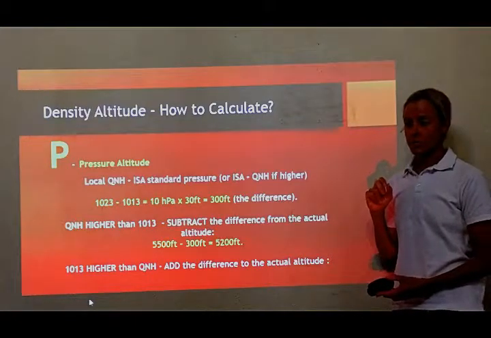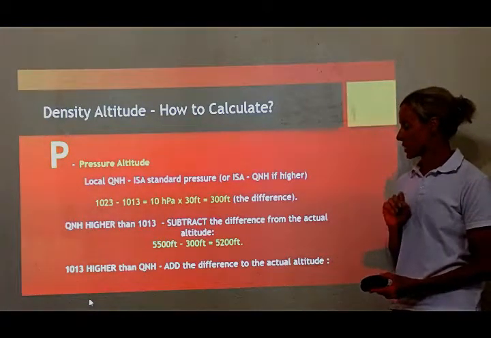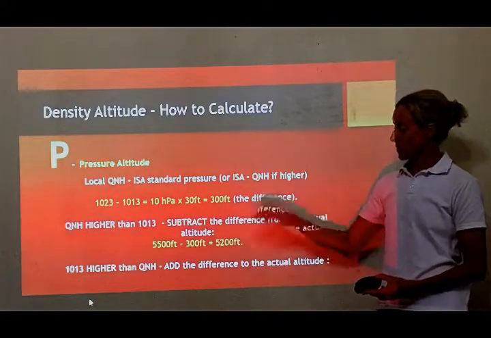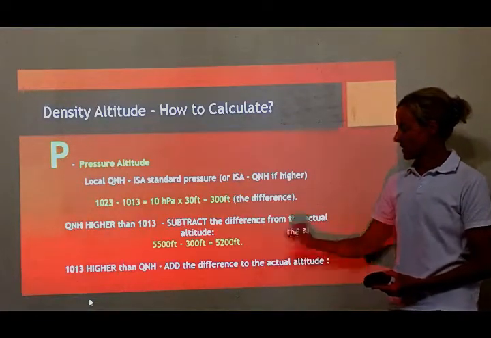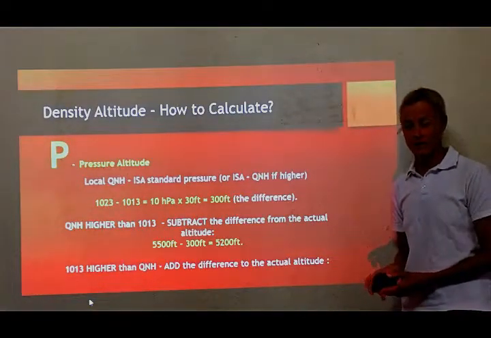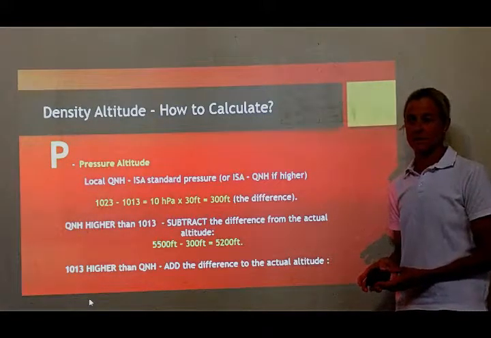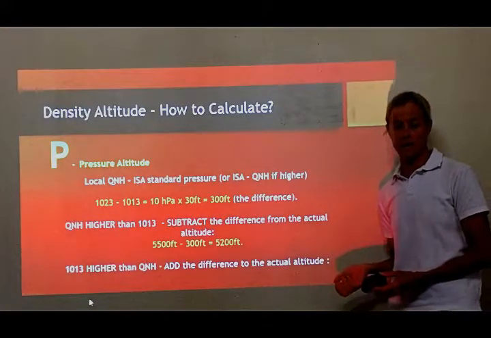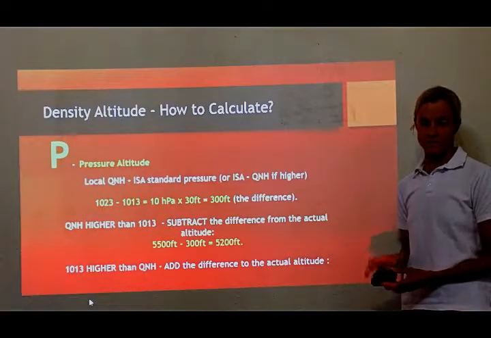If the QNH is higher than 1013, we will subtract the difference from the actual altitude. So we will round our figure off to 5,500, subtract 300, which gives us 5,200 feet. In the case that the standard of 1013 is actually higher than our local QNH, then we would add the difference.